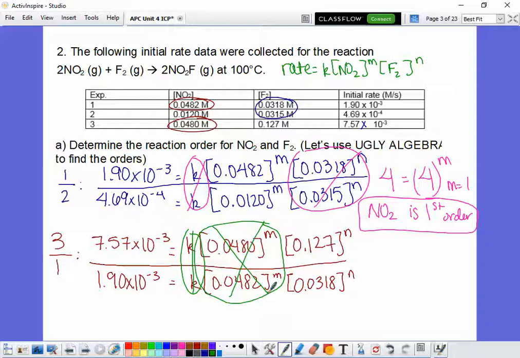So you get like 3.98 equals 3.99 to the n, right? So around 4 equals 4 to the n. So therefore n equals 1. So what order is it for F2? First order.